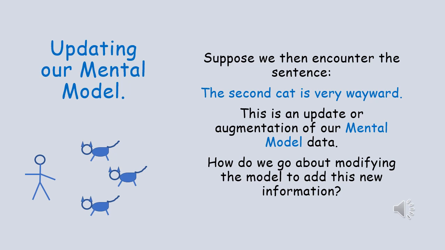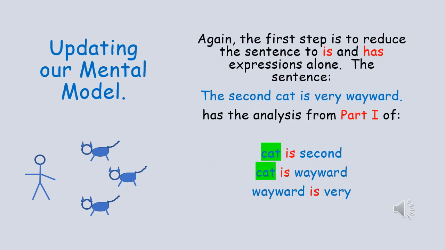Suppose we then encounter the sentence, "The second cat is very wayward." This is an update or augmentation of our mental model data. How do we go about modifying the model to add this new information? Again, the first step is to reduce the sentence to is and has expressions alone. The sentence, "The second cat is very wayward," has the analysis from Part 1 of cat is second, cat is wayward, wayward is very.